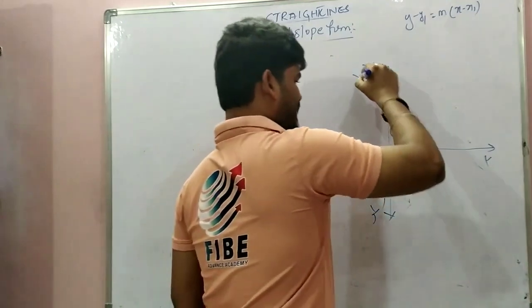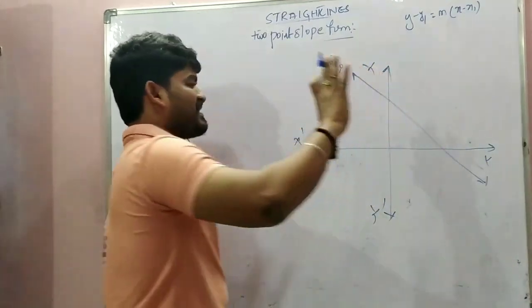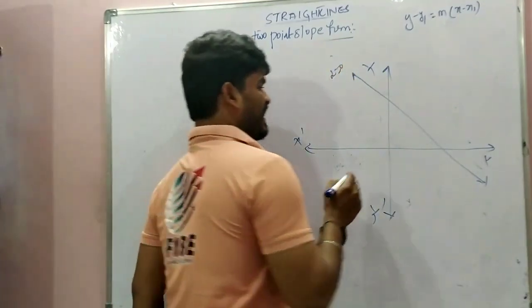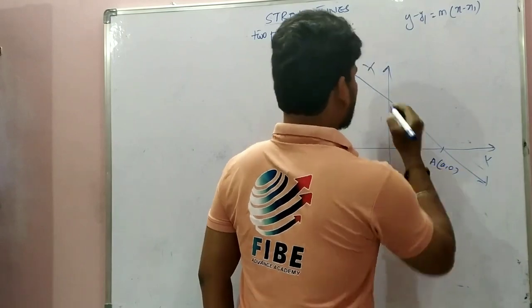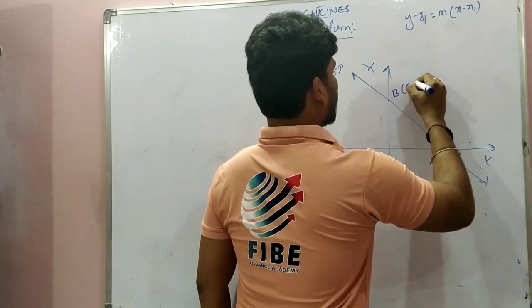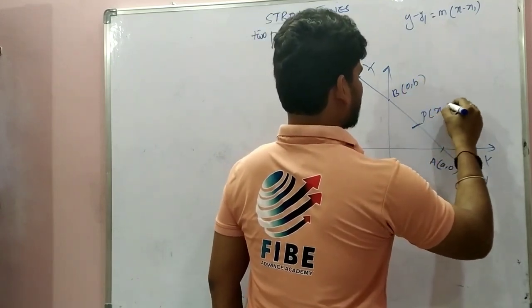Here this straight line is moving like this. We'll take this point as (a, 0), then the point B as (0, b), where one point P lying on the line is (x, y).